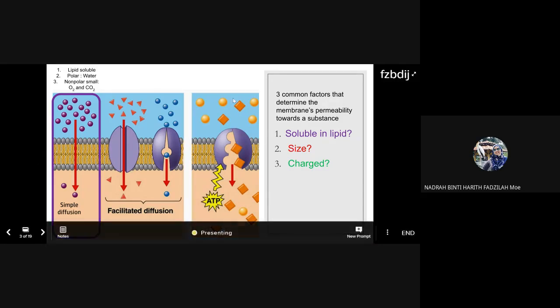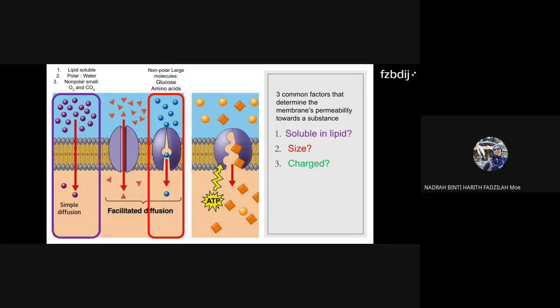In terms of size, if the size of the substance is big, they have to go through carrier protein. The substances such as glucose and amino acid have to be transported through carrier protein because these two substances are too big. But what if the substances are small?